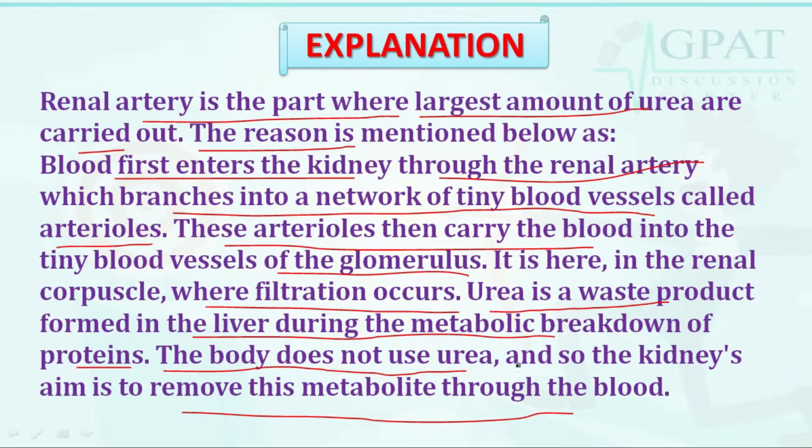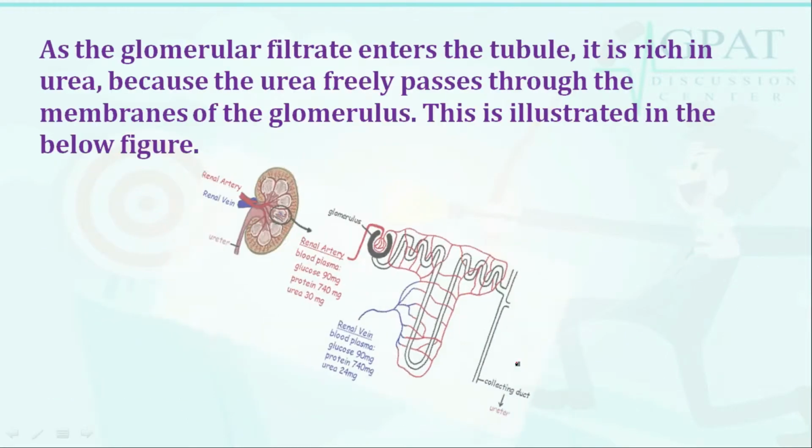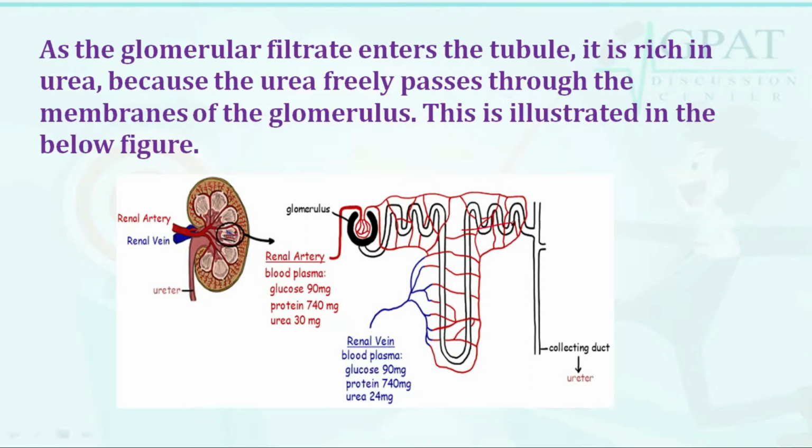Students, just try to observe the explanation calmly. As the glomerular filtrate enters the tubule, it is rich in urea, because urea freely passes through the membranes of the glomerulus, so it is passed out. Here we have a pictorial diagram for your better understanding.